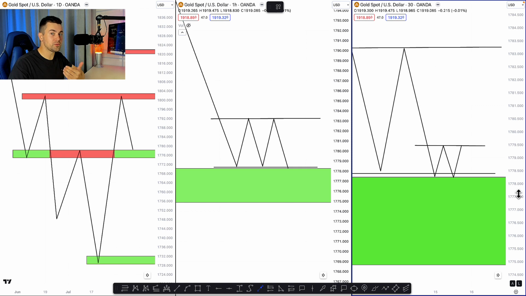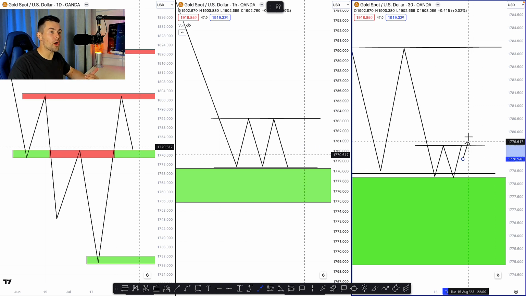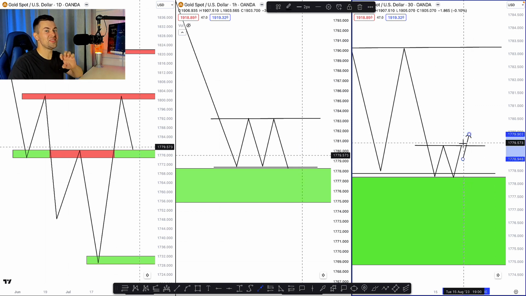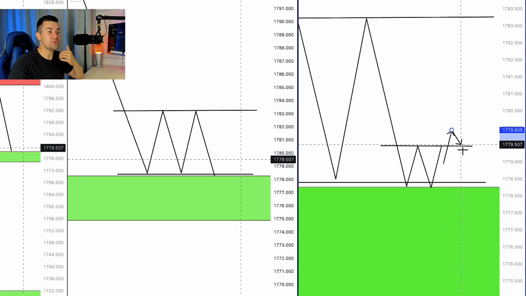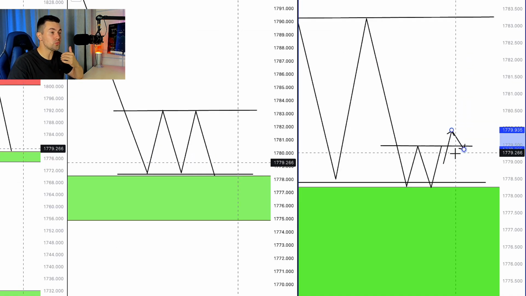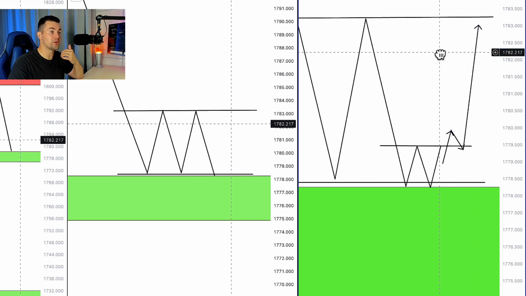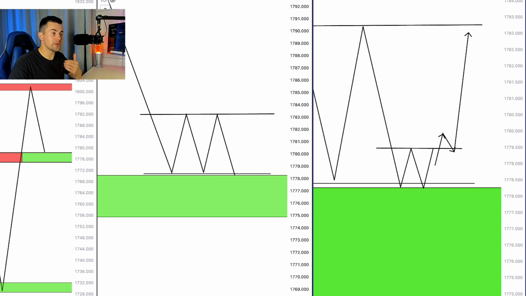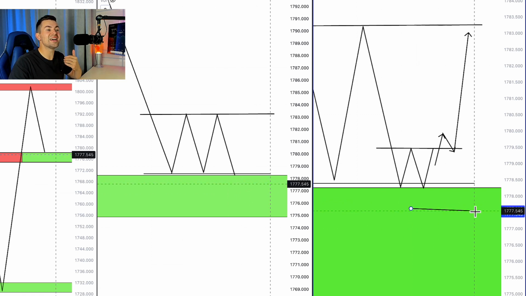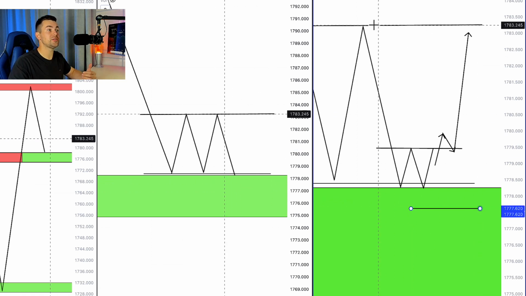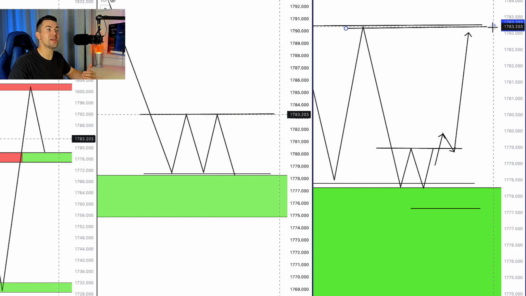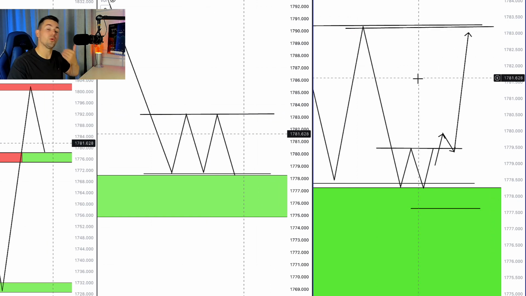Your confirmation to buy the market will be the breakout of the neckline of a double bottom, the candle close above the neckline. Then you can buy the market on a retest and expect a bullish movement to the upper boundary of the range. Your stop loss should strictly lie below the lows of the range, and your take profit will be the upper boundary of the range.